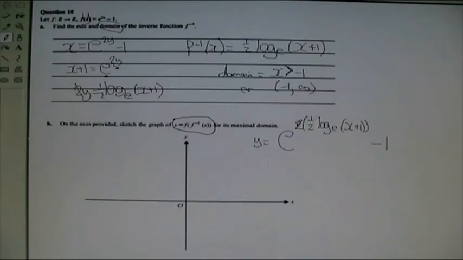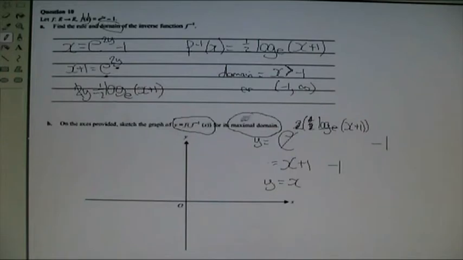That's the composite function, and we just need to simplify it. 2 times a half is 1, so that cancels out, and we're left with e to the log e of x plus 1. Well, e to the log e, they cancel each other out, so we're left with x plus 1, and then still minus 1 here. So x plus 1 minus 1 is 0, and the composite function is y equals x. Just make sure that we sketch it over the maximal domain.